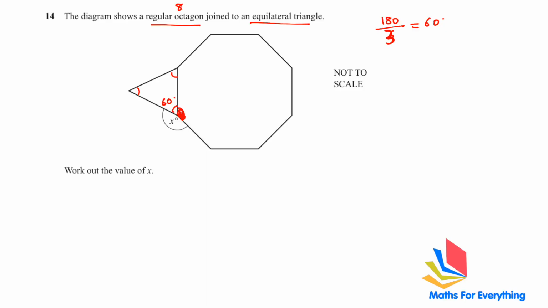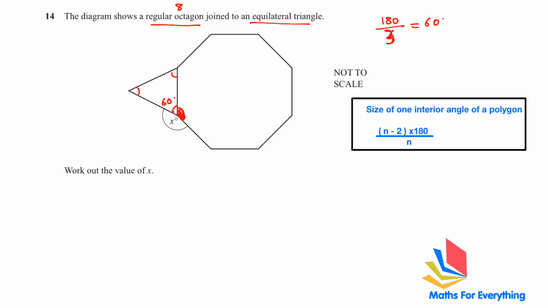We need to find one interior angle of a regular octagon. To do so, we use the formula (n minus 2) multiplied by 180 over n. n is the number of sides. Therefore, octagon means 8 sides: (8 minus 2) multiplied by 180 divided by 8 is 135. So this angle is 135.